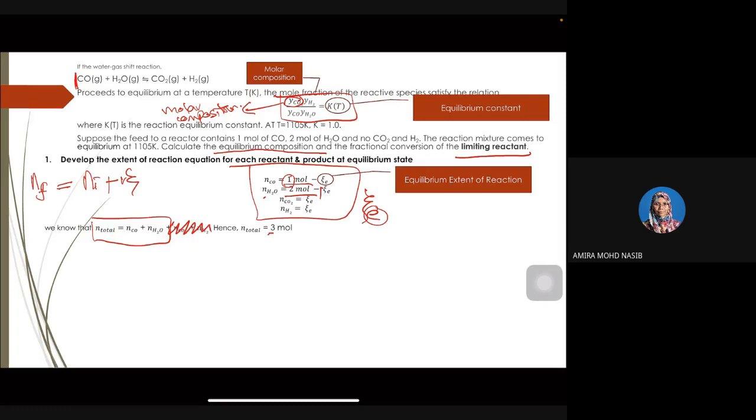Sorry. So, this is molar composition, right? Because it's given here, we are going to use this kind of relation. So, YCO means the molar composition of CO. What is the formula to find the molar composition of CO? It is NCO divided by total mole. Total mole we have 3 moles here. And then you know that to find NCO, we have 1 minus the extent of reaction divided by 3 moles.